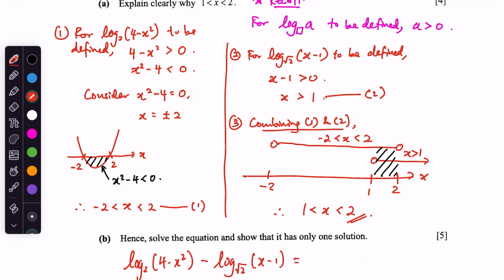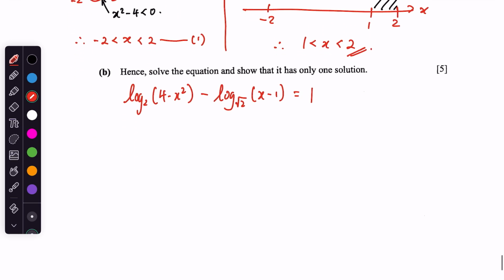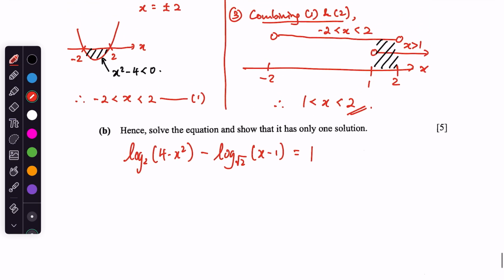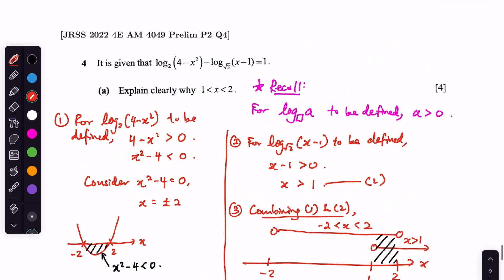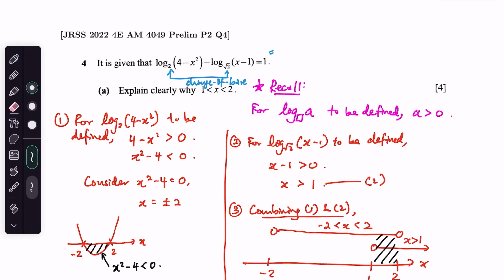Alright. Unfortunately, we have two different bases, so I should change base. I'm going to write some notes at the top here. I realize that I have two different bases. I will need to do change of base. And then the 1 here is actually equal to log. We are going to choose log base 2, so I'm going to write this 1 as log base 2 of 2.